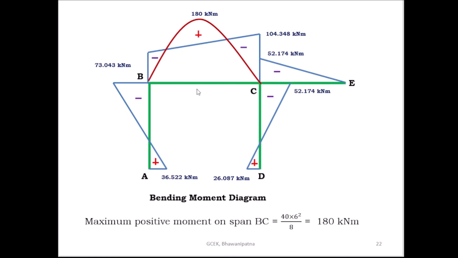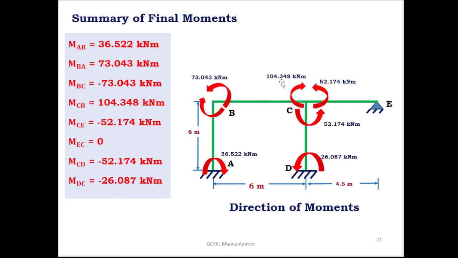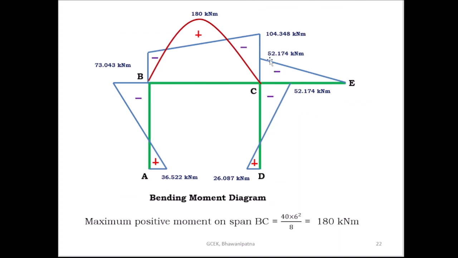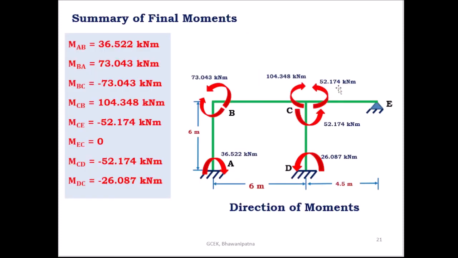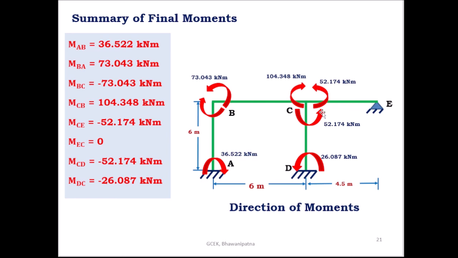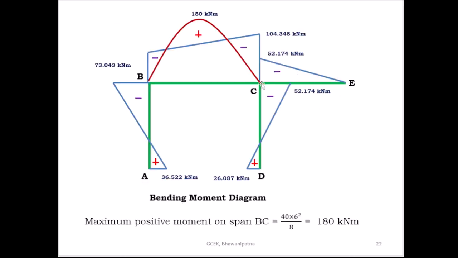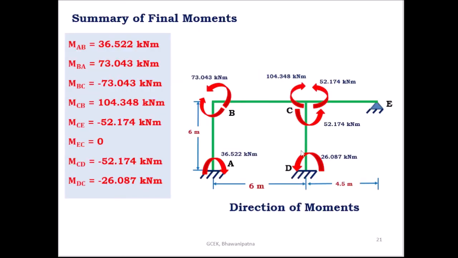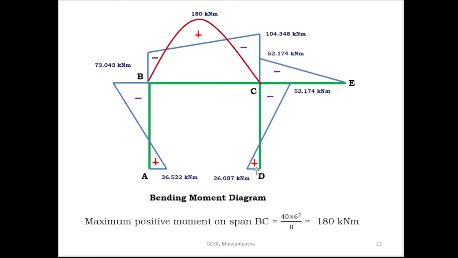Kilonewton meter, and here this is 104.348 kilonewton meter. So take 104.348 kilonewton meter, and here this is 52.174 kilonewton meter. So take here 52.174 kilonewton meter, and here 52.174 kilonewton meter. So here you take 52.174 kilonewton meter, and this side, the inner side, this is 26.087 kilonewton meter. So here take inner side 26.087 kilonewton meter.